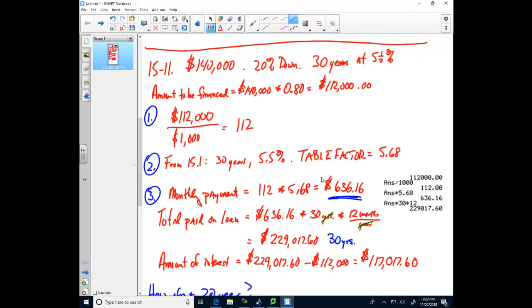And at some point in the future, you might have to make the comparison of, is it better to do 20 years at 5.5% or 15 years at 6%? You'll need to do comparisons to see which is the best deal. Anyway, so I'll assign that for homework.